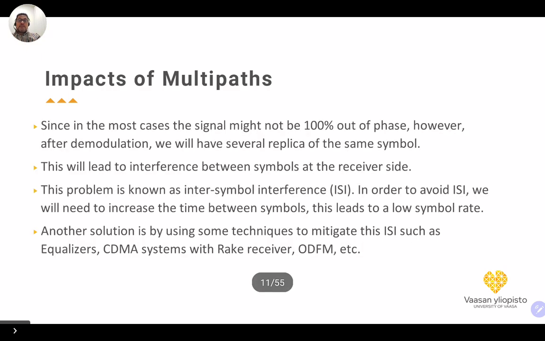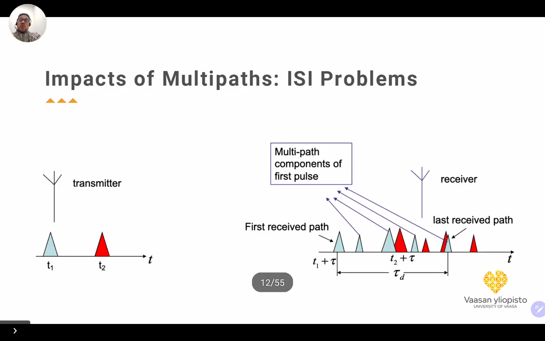So we can see this, for example. So you can see that, and now we sent symbol T1. This is in the baseband. And then we send symbol T2 at T2. Okay, so you can see here, after some delay, we received the first symbol, but it was not the only one. So after some time, we receive the same symbol again, and we receive the same symbol again.